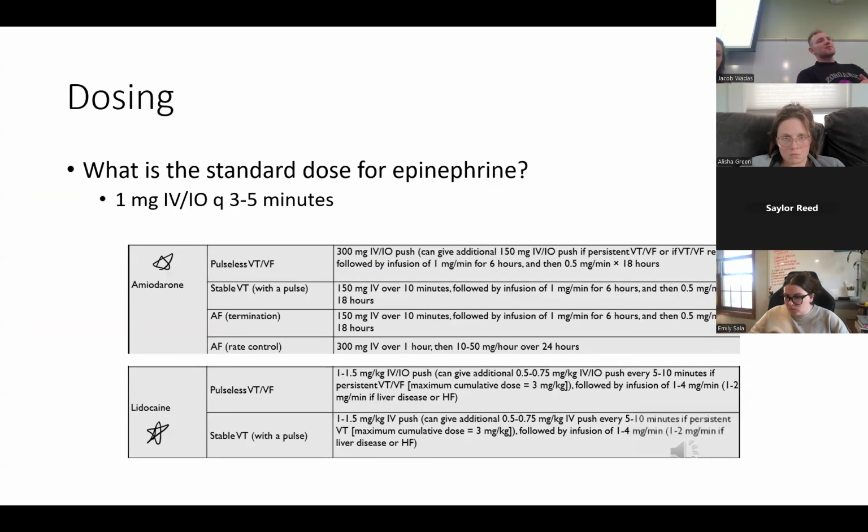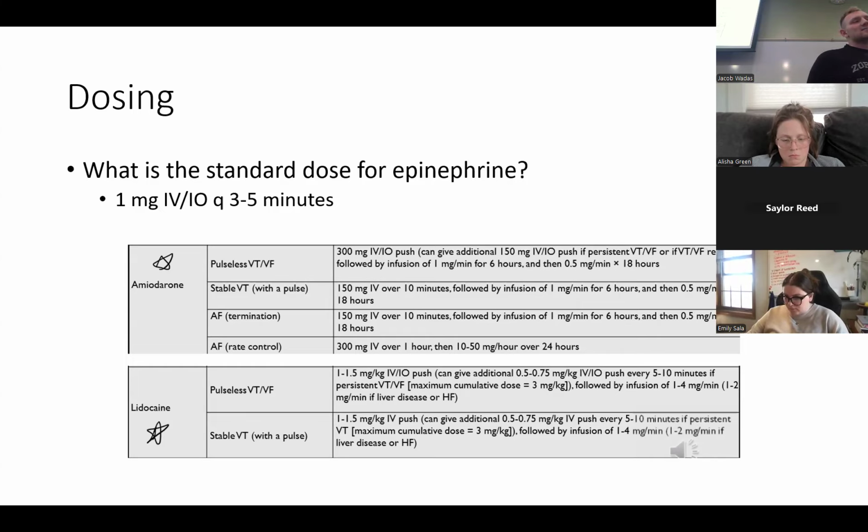So what is the standard dose for epinephrine? That's 1 milligram IV or IO every 3 to 5 minutes. I'm not sure if in your slides Dr. McMath may have given you an actual weight-based dose, because I know that sometimes... no. So just know whatever they told you. I saw in our slides it was 1 milligram IV or IO every 3 to 5 minutes. And just keep giving it, and hopefully they respond to it.